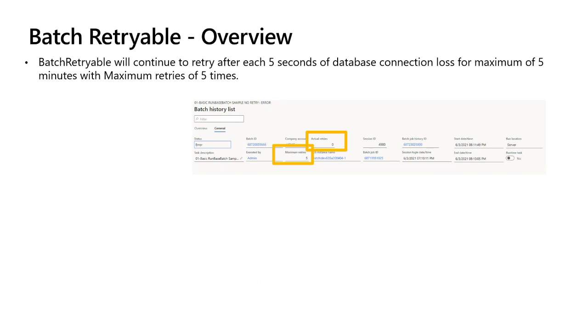For example, if I have a transient connection failure right now, the batch will retry after 5 seconds, then 10 seconds, 15, until 5 minutes. That's one retry, and we have a maximum of up to 5 retries. So in total, if my SQL Server is not available for maybe 20 minutes, when the SQL Server becomes available, my batch is not going to end with an error, it's going to finish.